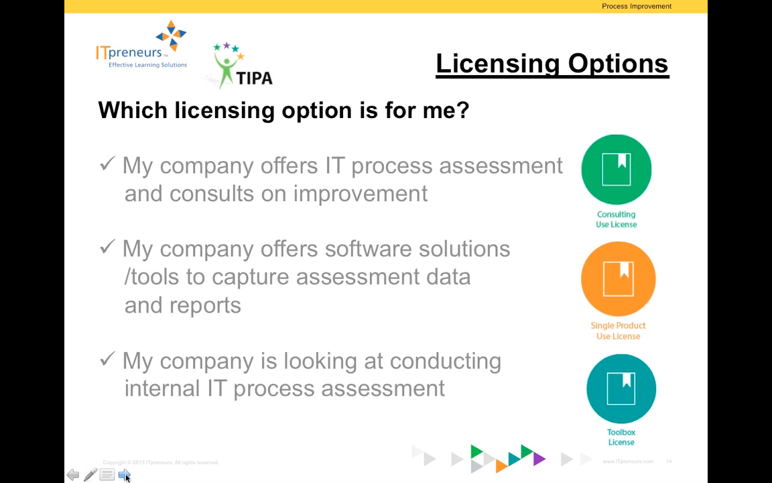There's the single product use license, used by companies that are developing software solutions and would like to use the TIPA methodology to further define their software solution and align with ITIL as it's defined in TIPA, and mostly with TIPA. And then also a Toolbox license for companies that are looking to conduct internal process assessment. So you don't want to promote that openly on the market, but you want to do it only for your own organization. So quite flexible, again, with a different pricing model for each one of these.